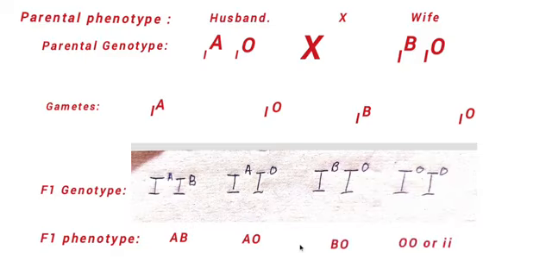If the question is saying find the chances of them having a child with blood group O, you only have one such child here, and how many offspring do we have? Four. So you need to say 1/4, then multiply by 100%, which gives us 25%. So that is how you're supposed to answer.